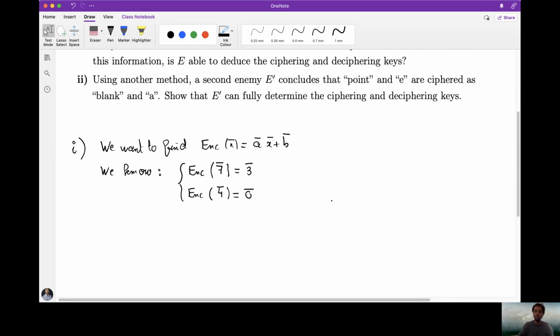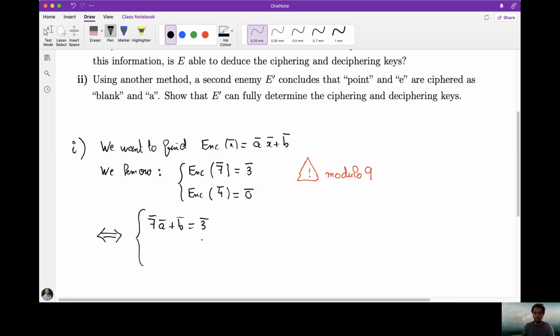Okay, and let me insist on this. We're working modulo 9, right? We're working modulo 9, so do not forget this in all the calculations. Okay, so this is just a system of two equations with two unknowns. So we just need to do some computations to see if there is a unique solution to this system or not.